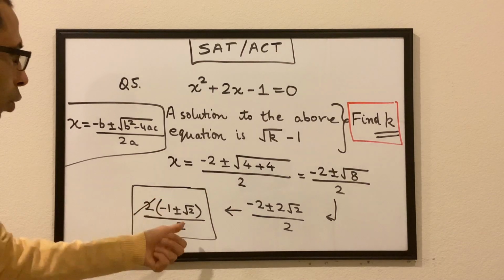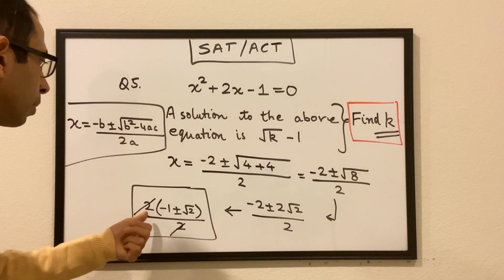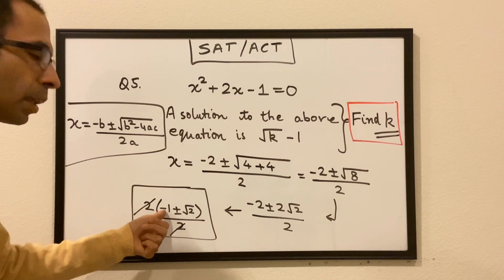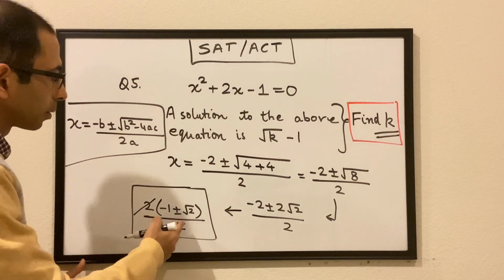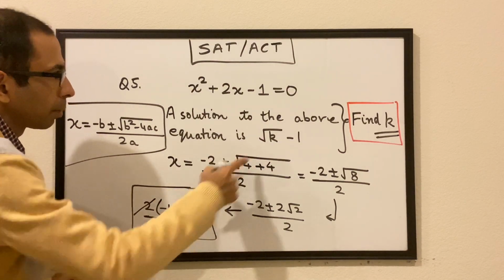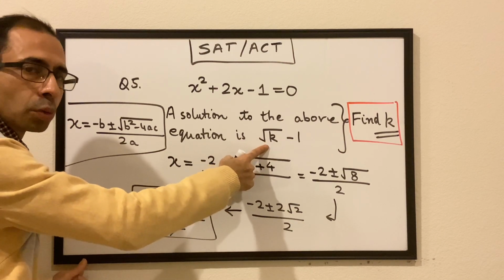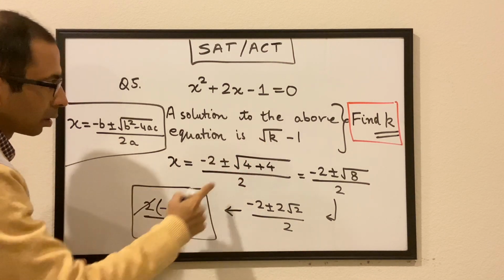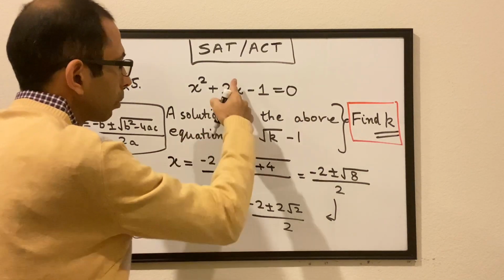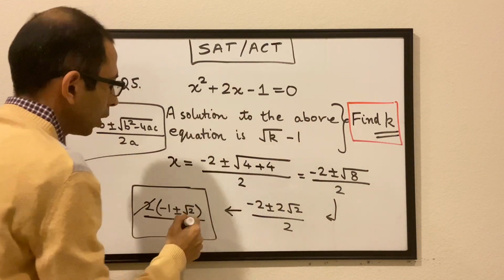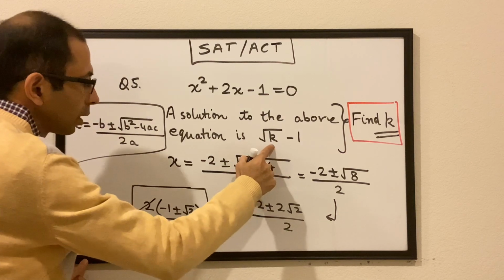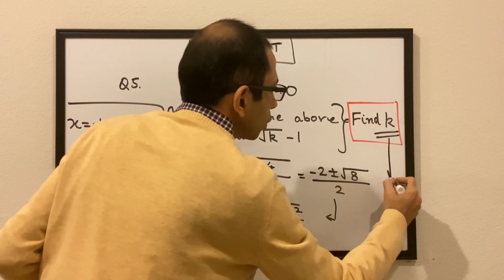Or we can say root 2 plus minus of minus 1, correct? And this is the same as this, right? So the value of k will have to be 2, correct? Because they have given that the solution of the above equation is root k minus 1. When we compare this with this, the value of k will come out to be 2.